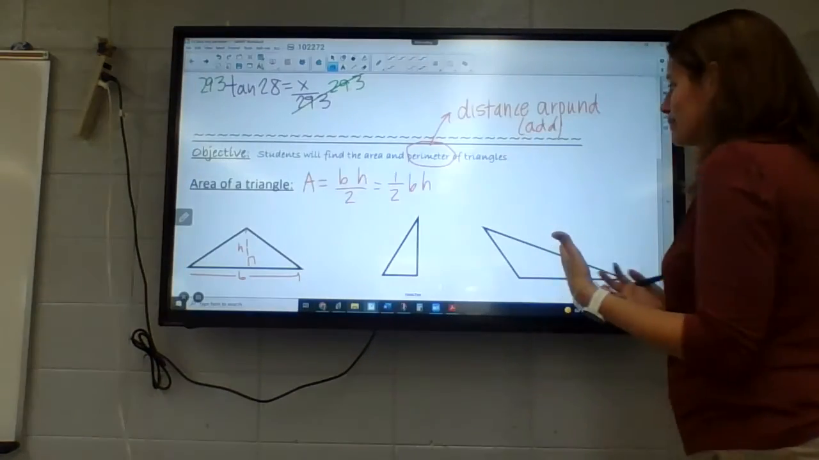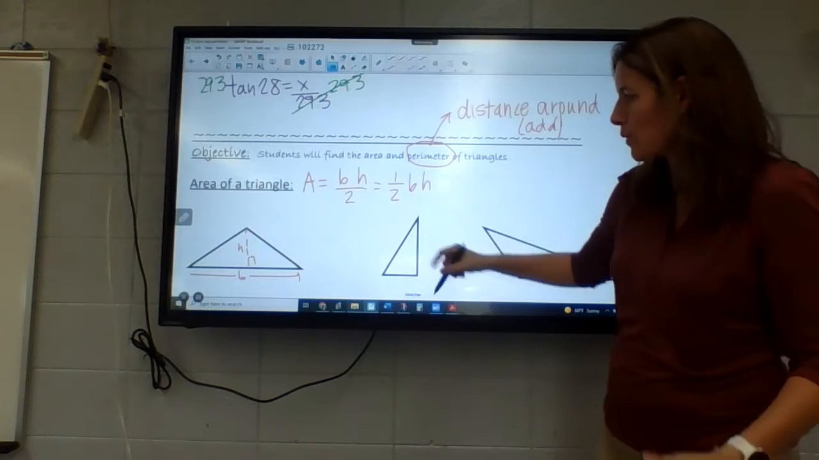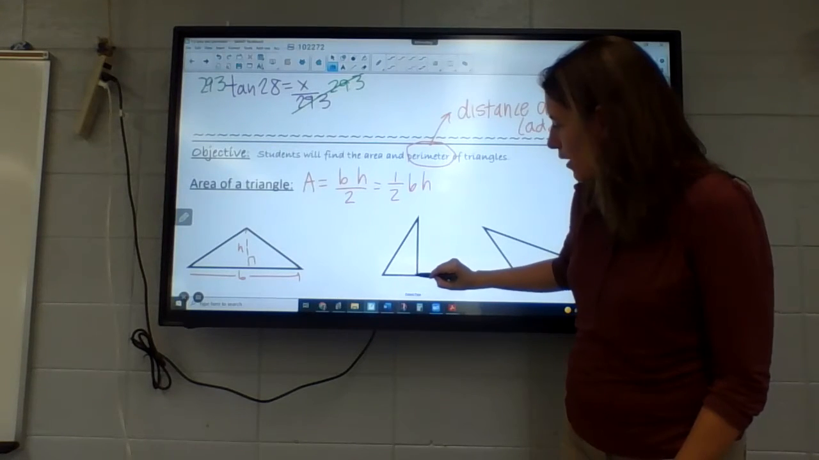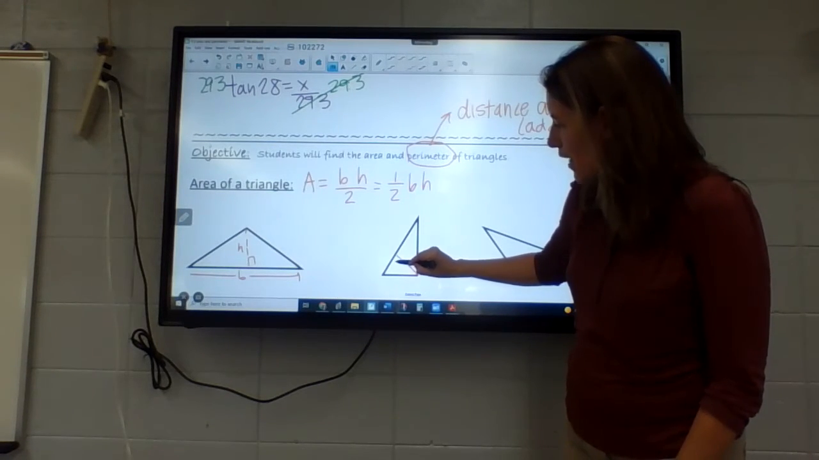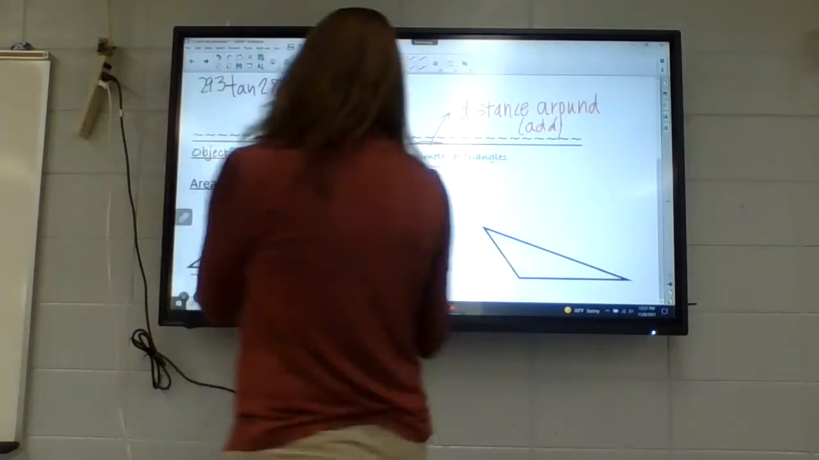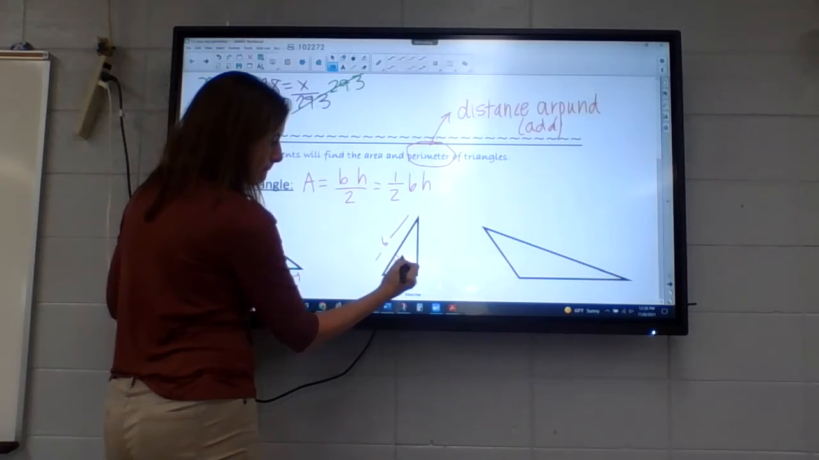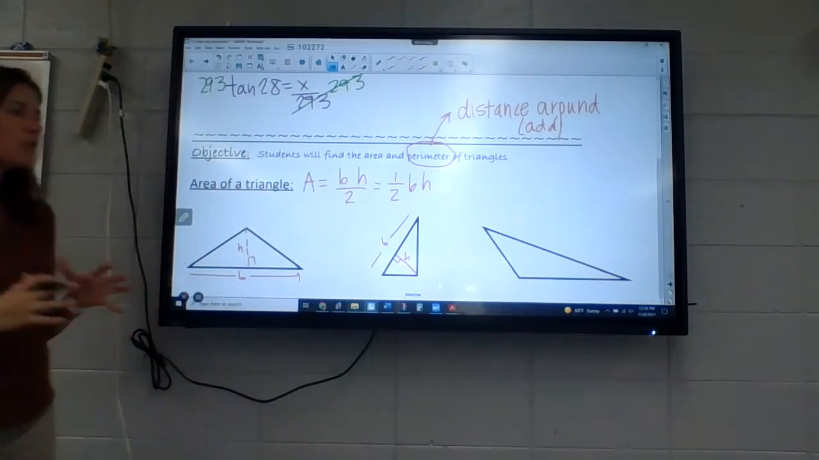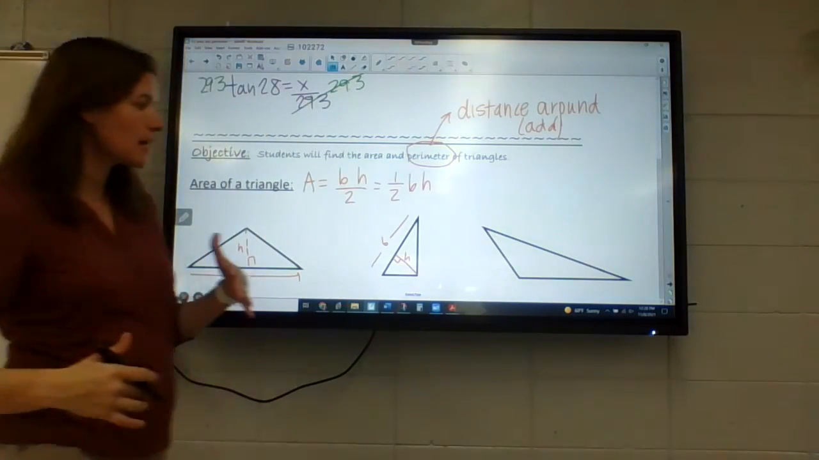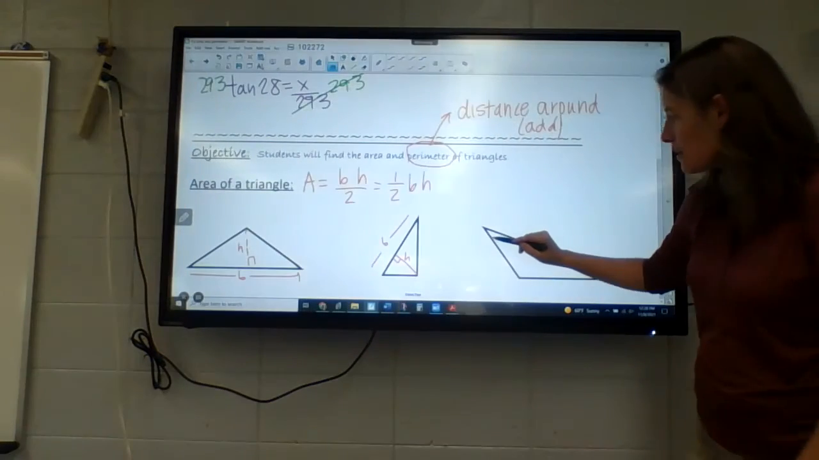So it could be a perfect right triangle like this, maybe, or maybe we don't know that, and we have to use it kind of this way. So we're looking for that 90 degree intersection. It can also be outside the shape.